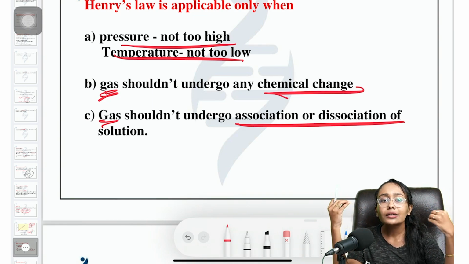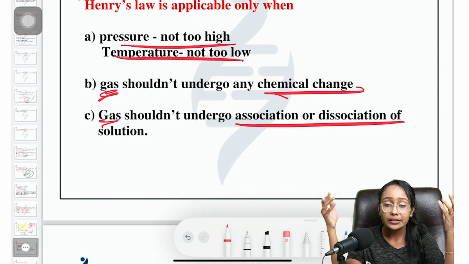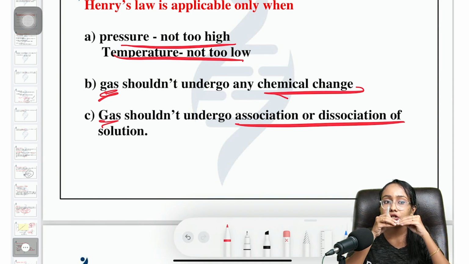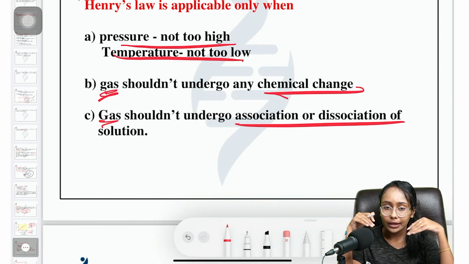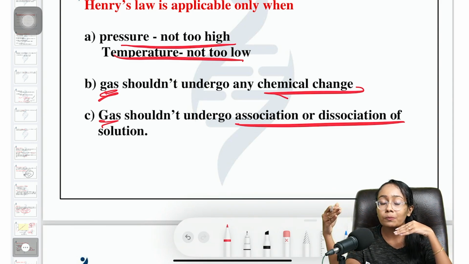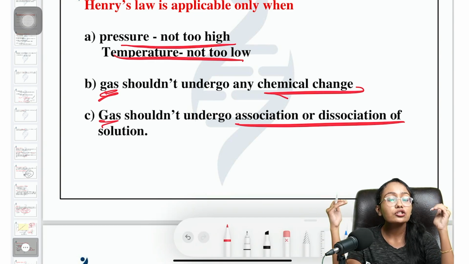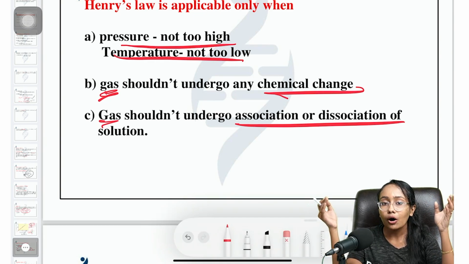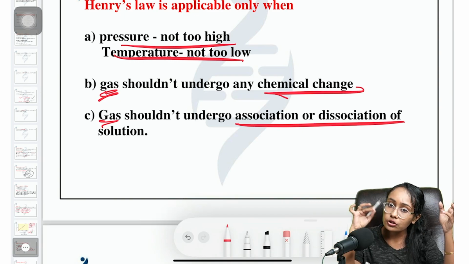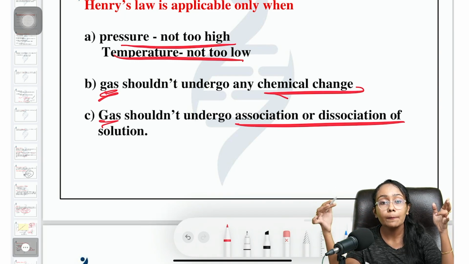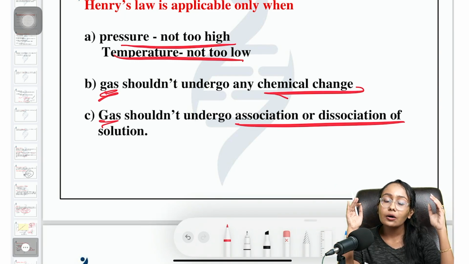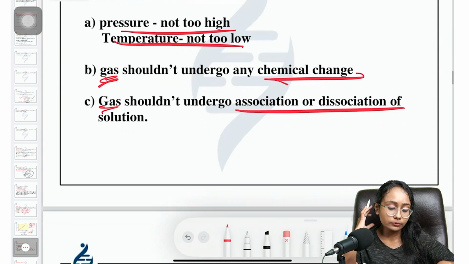Chemical change means changes to its chemical properties. Association, dissociation means association of atoms or molecules in the reaction. And dissociation is just the opposite of association. So the gas shouldn't undergo chemical change, it shouldn't undergo association, it shouldn't undergo dissociation. Also, the temperature shouldn't be very less and the pressure shouldn't be very high. In these conditions, we can apply Henry's law.